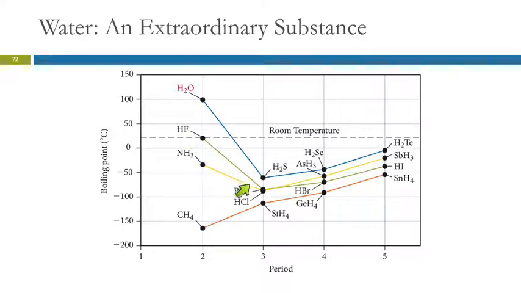This is group 7 in the green, group 5 in the yellow, and group 6 in the blue. We see increasing boiling points for these other groups because they're forming polar molecules with hydrogen, whereas group 4 is nonpolar.